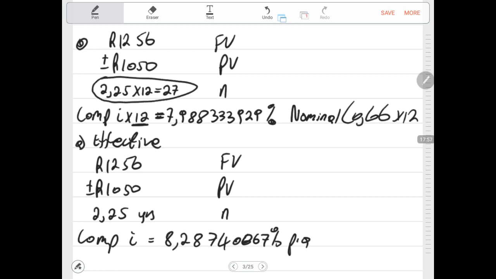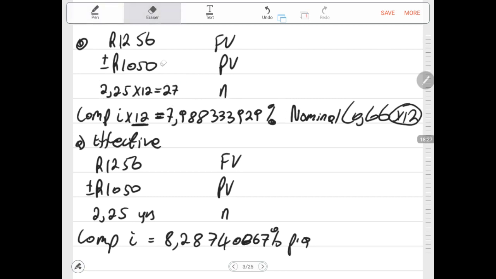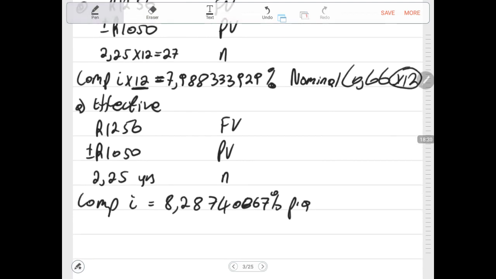N was per month because our interest was compounded per month. Now because our n was per month, our interest rate that we got as an answer was per month, and we need to multiply by the number of months in a year, which is 12, in order for us to get our interest for the year compounded monthly. But this is our advertised nominal rate of interest. That was number A. Then now we go to number B.